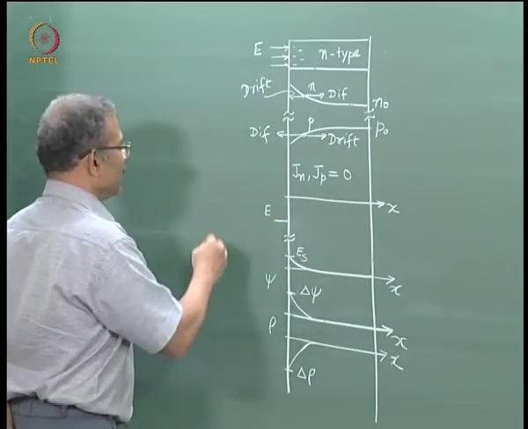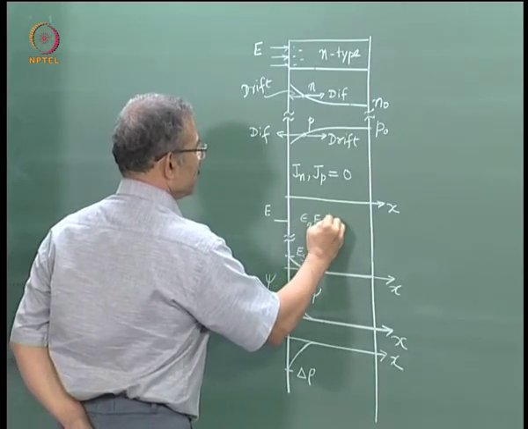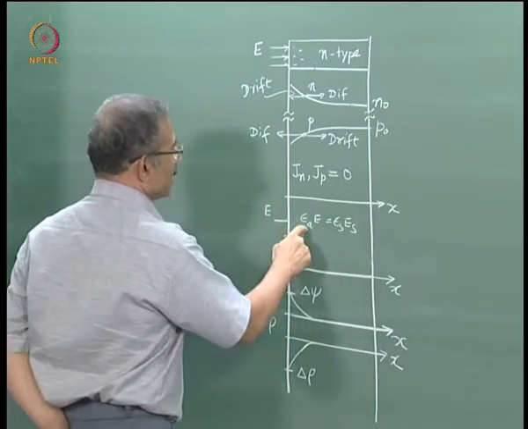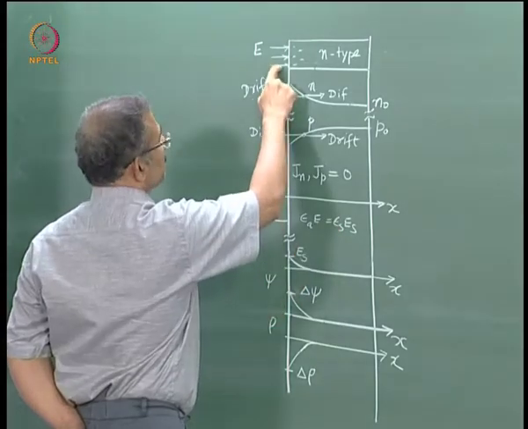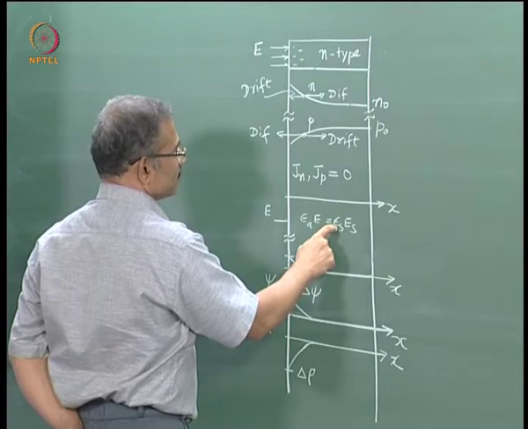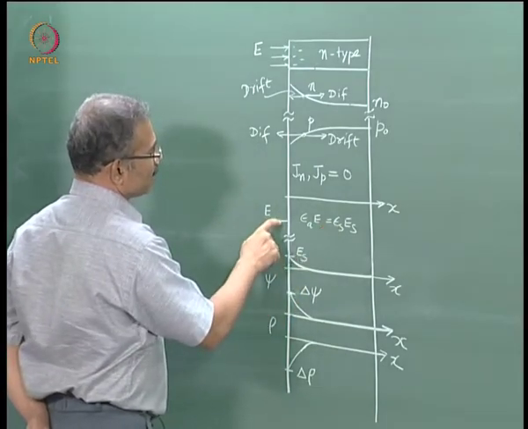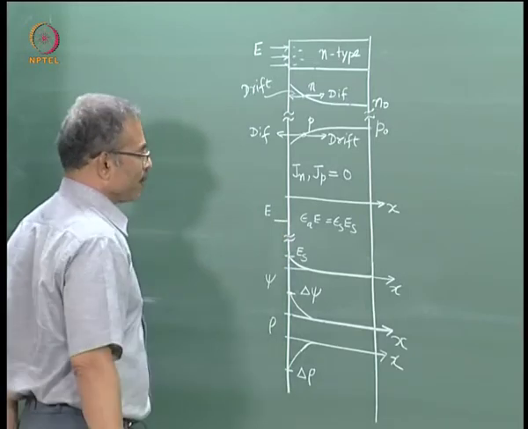Well, the formula is epsilon ambient into E is equal to epsilon silicon into Es. Epsilon ambient, if it is vacuum here, is 1, and epsilon S, if it is silicon, is 12. So that is how you know that this quantity will be 1/12 of this quantity. Because we are not drawing it to scale, I have shown a cut here.